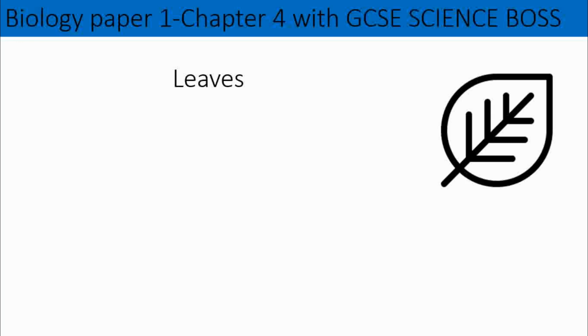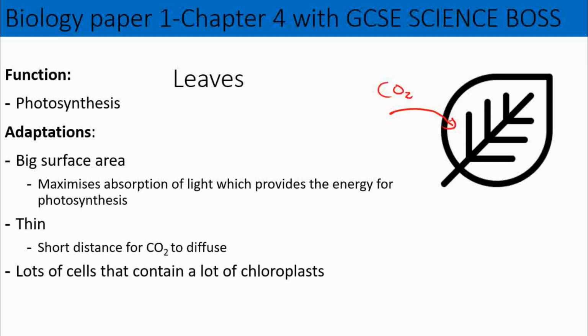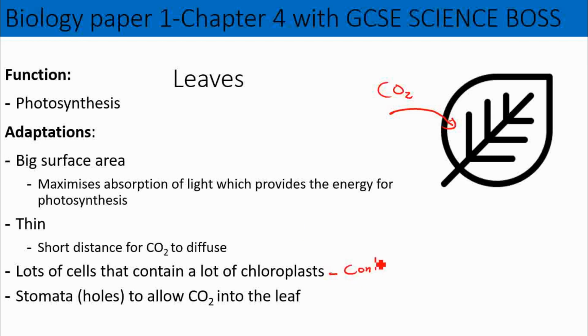Okay. Now leaves, why are they suitable for their job? Well, the function, as we mentioned, is photosynthesis. What makes it suitable? It has a large surface area, which means that it can absorb as much light as possible. It's also thin, so if you look at the leaf, it's quite thin, so it doesn't have a long distance for the carbon dioxide to diffuse into the leaf. And also, it has lots of cells which are packed with chloroplasts, which are responsible for the trapping of light. So the chloroplast contains chlorophyll, which traps as much light as possible.